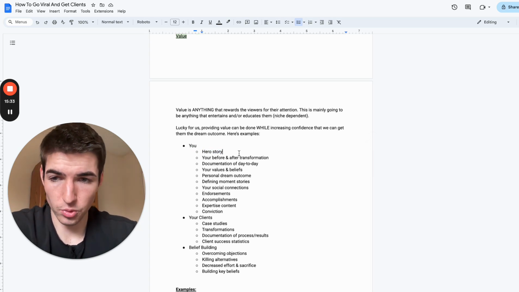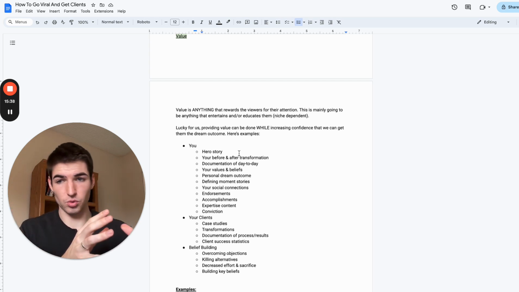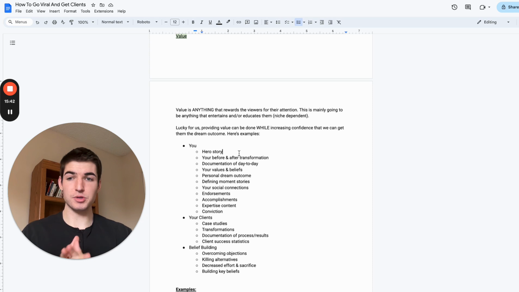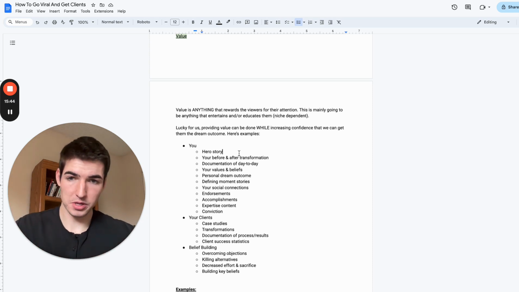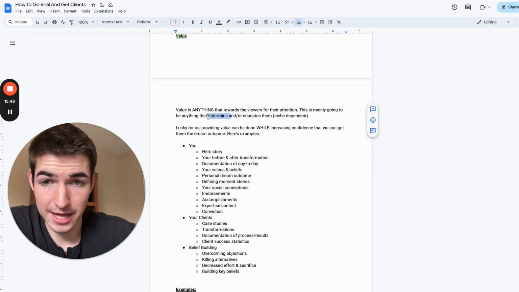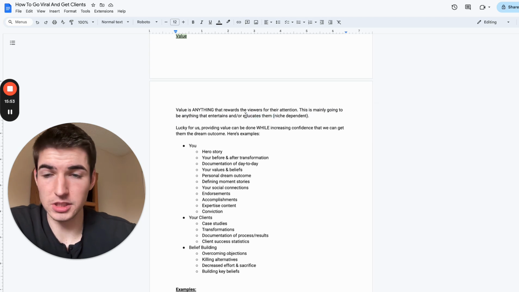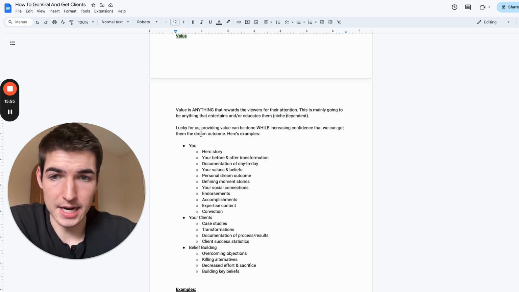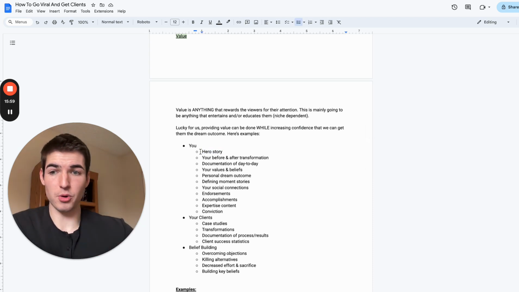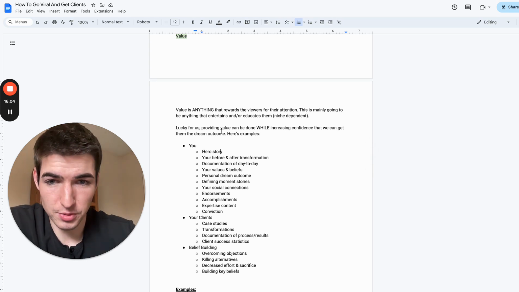The first one is the hero story. If you don't know what this is, it's basically your rags to riches story, your transformation story. How did you go from fat to fit? How did you go from anxious to confident, whatever it is? So you share your hero story. And this can be entertaining, very inspiring. It can obviously educate them. You can give them tips and tricks that you learned along the way. And also, this increases massive confidence. If they read your story, they resonate with you a lot more. They connect with you a lot more. They trust you a lot more. So you see how it's doing both of these.